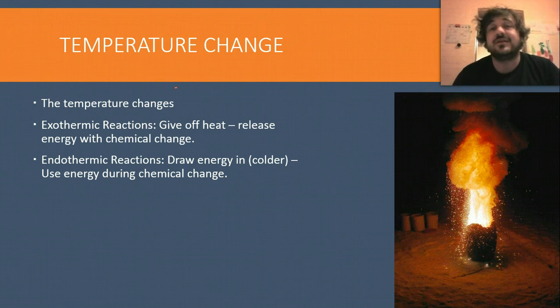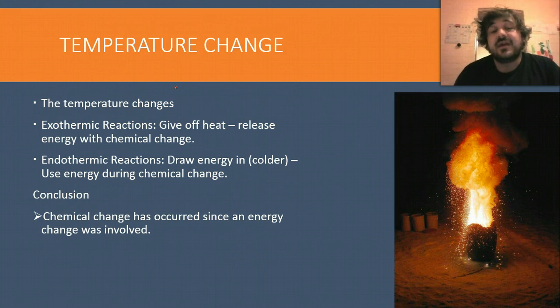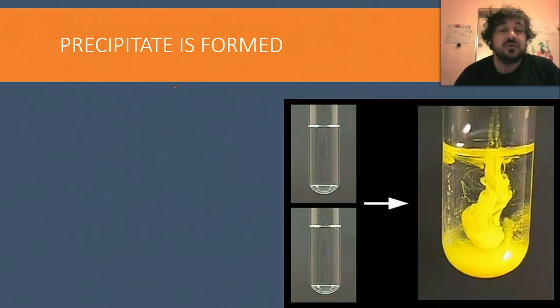And they use chemical energy during that chemical change. So exothermic and endothermic, you need to know those words. They're both very, very important. Basically, the chemical change has occurred since an energy change was involved. Cool. All right, a precipitate is formed.